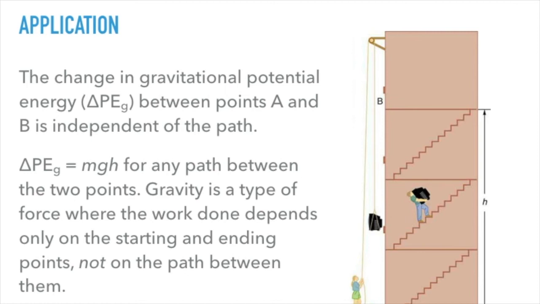The change in gravitational potential energy is going to be the same between the two paths. So gravity is a type of work where the only thing that matters is the starting and ending points, which is what we want. This is when it's really useful to use energy. All that matters is the beginning and the end. We don't really care about how it's moving in between.